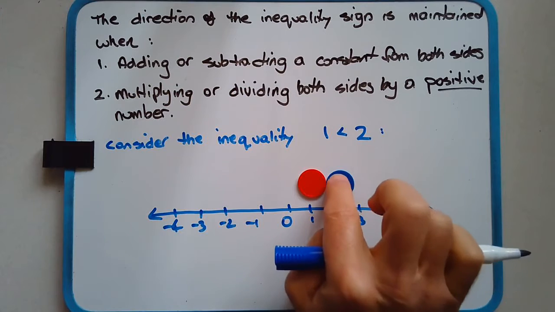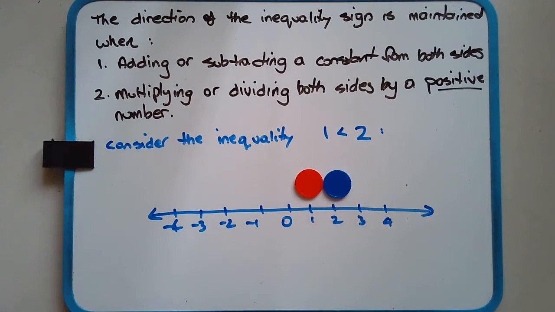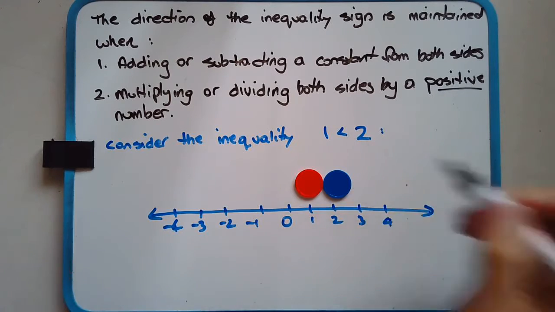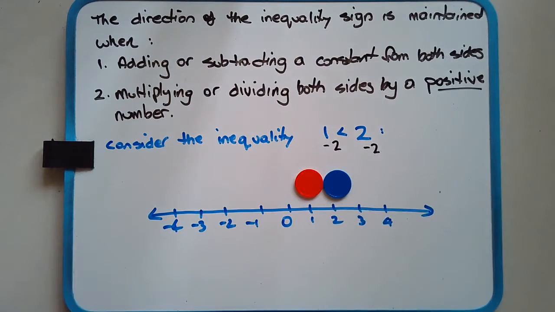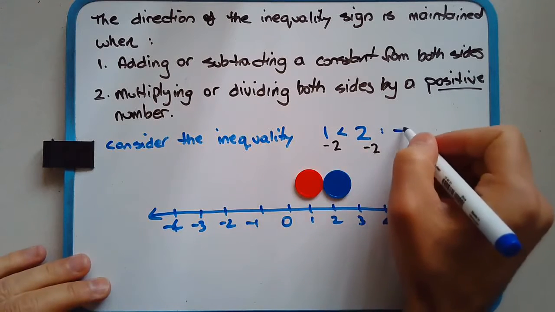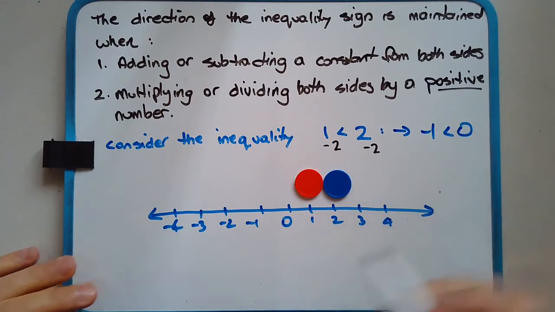Okay, so if we're now adding and subtracting the same value from both sides, what happens to the counters? So let's say we're subtracting. Let's say we're subtracting 2 from both sides. What inequality results from that? 1 minus 2 is -1, and 2 minus 2 is 0. Is -1 less than 0? Yes, of course, because -1 is to the left of 0.